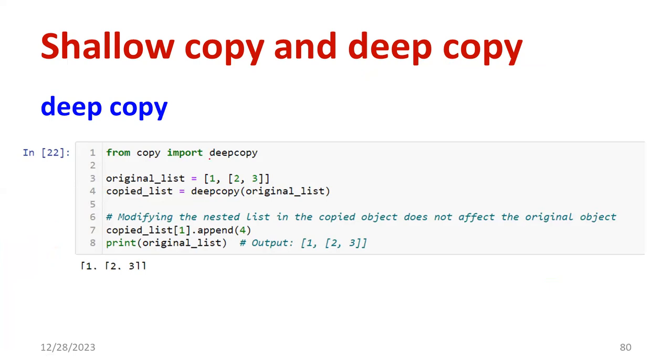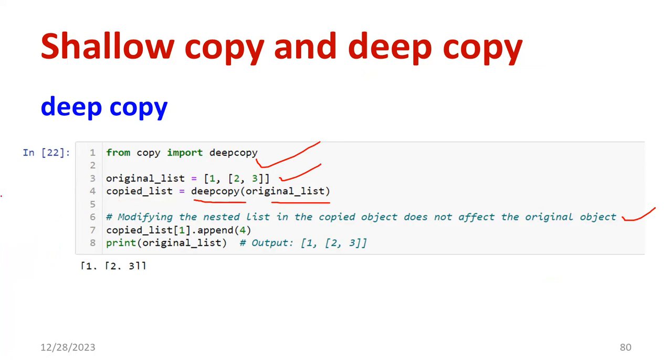So we need to import deepcopy from the copy module. Okay, from the copy module, we need to import deepcopy. We have the original list. How to perform deep copy? Yes, that deepcopy, then the original list. That means modifying the nested list in the copied object does not affect the original object. That's a specialty of deep copy.